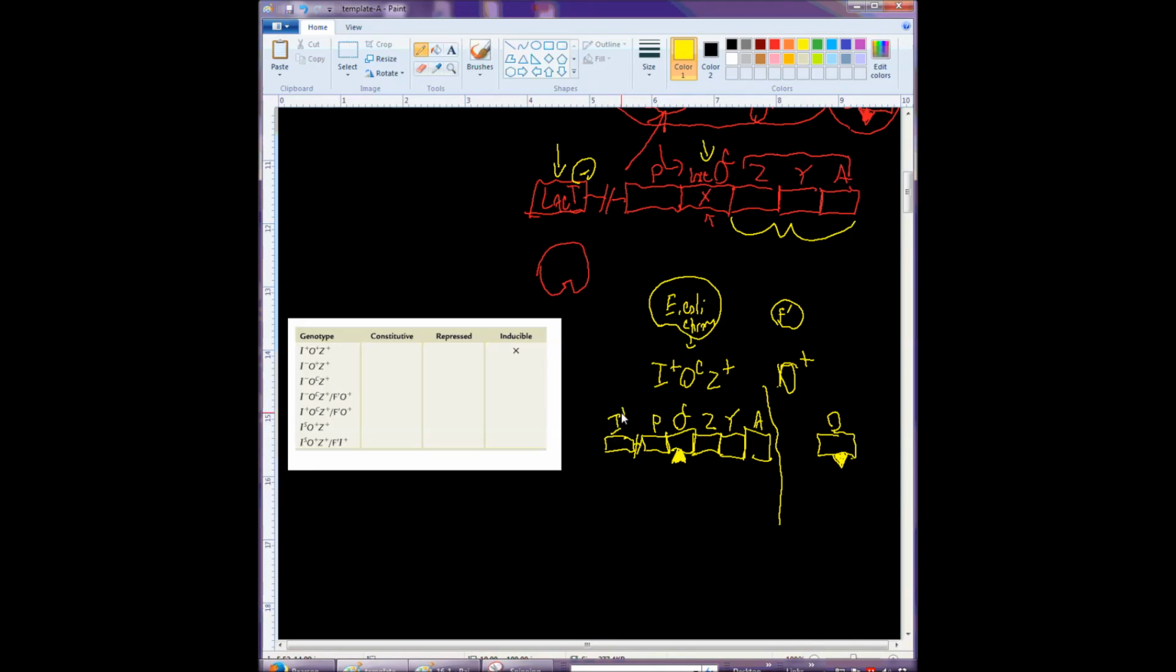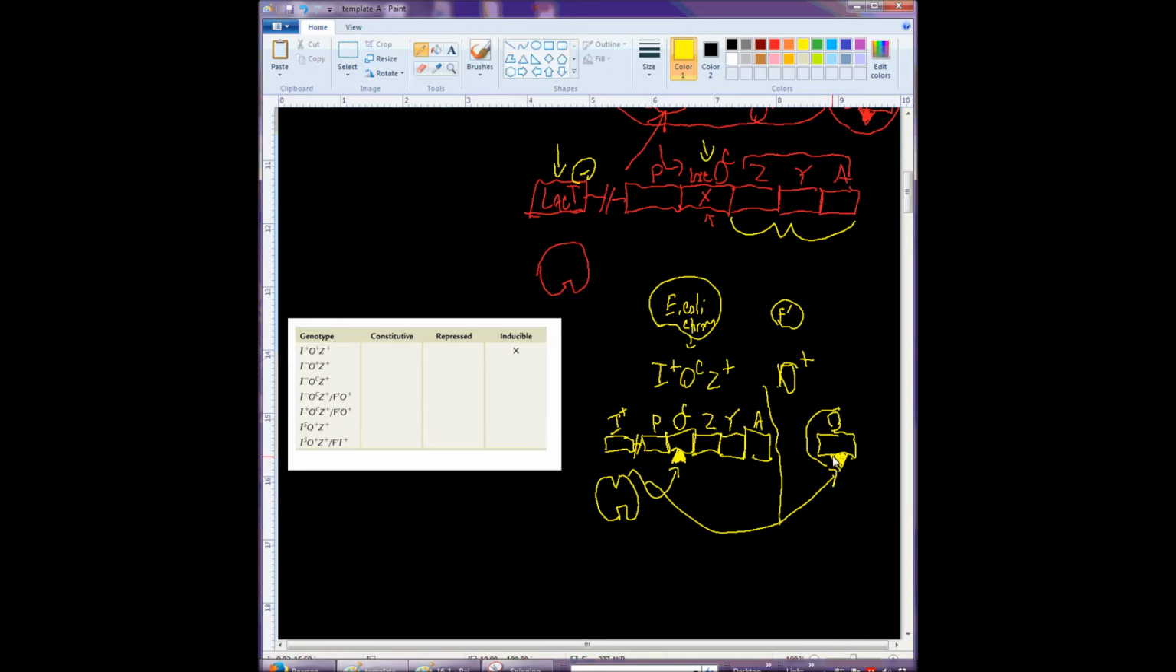This is I plus. So this means that in this E. coli cell, we have a normal LAC-I repressor. But the LAC-I repressor cannot bind to the operator, because this DNA binding site was mutated. The way I've drawn it here, it doesn't fit. This can bind over here to the operator on the plasmid. If this was part of an operon, it could block transcription of the genes after the operator, but it's not part of an operon, it's all by itself.